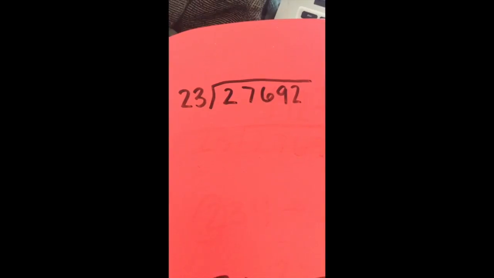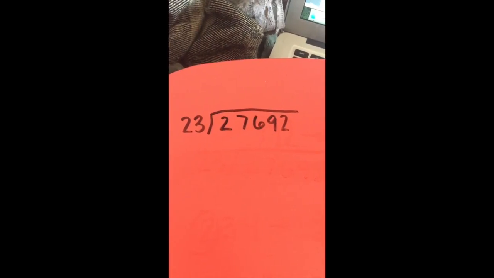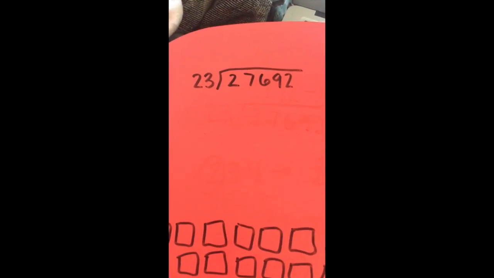So today we are looking at 27,692 divided by 23. So basically saying I have 27,692 apples and I want to give some to 23 of my friends. How much are all of my friends each going to get, right? Okay, so that first starts out by, let's divide.